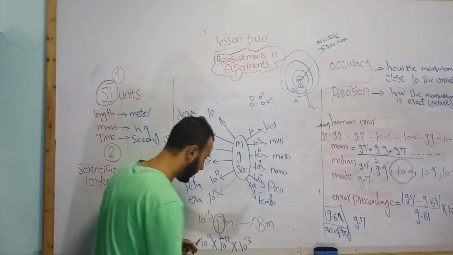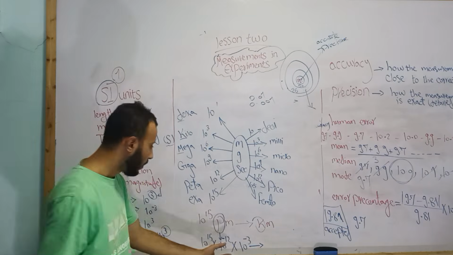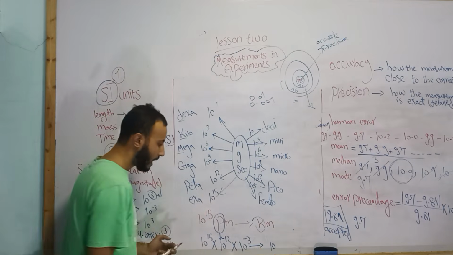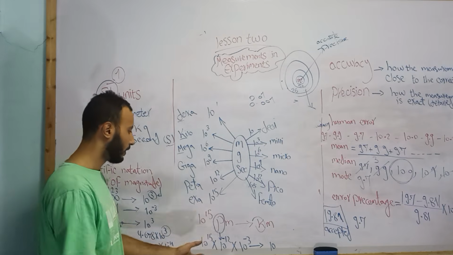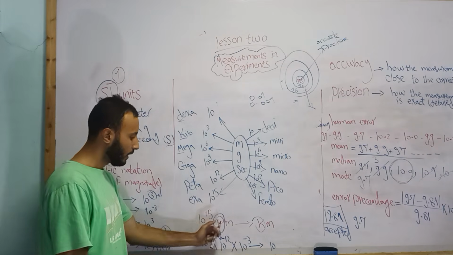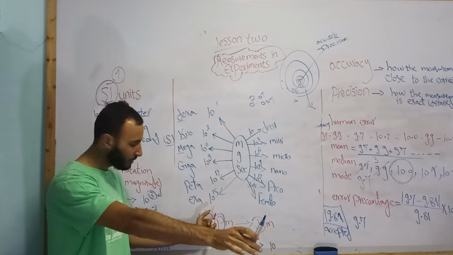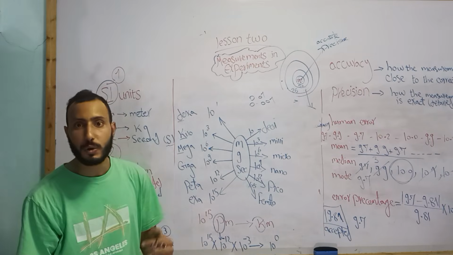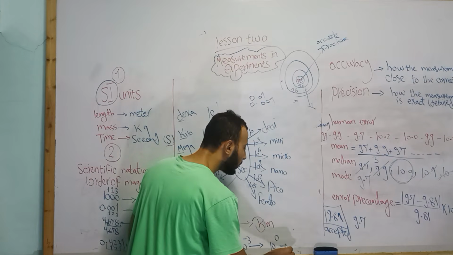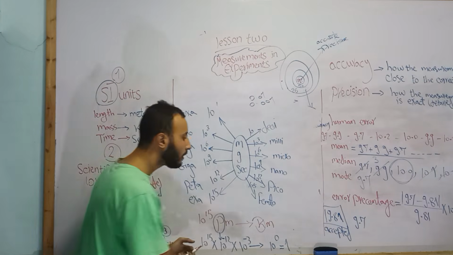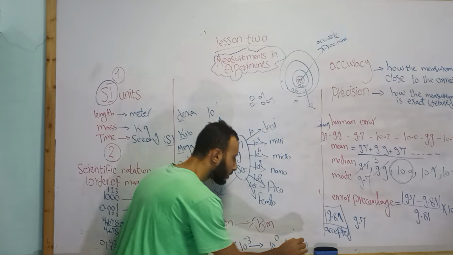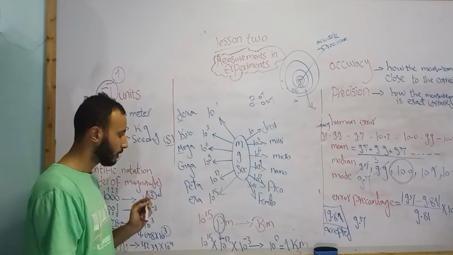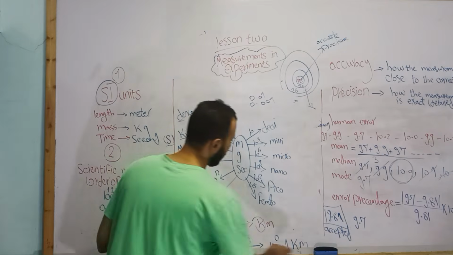So the answer at the end: we have the same base, 10, 10, 10, so I take only one base, 10, and sum all of these powers: 15 plus negative 12 plus negative 3. Negative 12 plus negative 3 is negative 15, right? Negative 15 plus positive 15 equals 0, and 10 to the power 0 equals 1. Only 1. So 1 what? 1 kilometer. That means 10 to the power 15 picometer equals 1 kilometer. Simple, right?